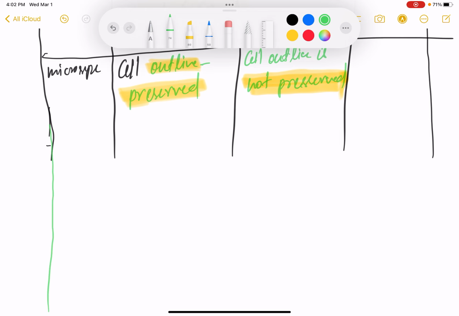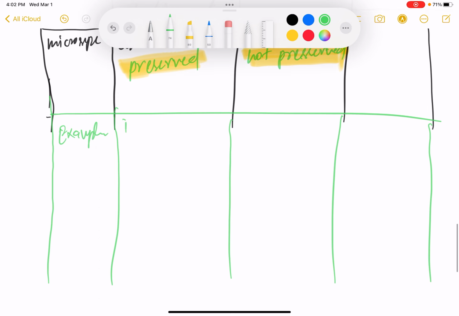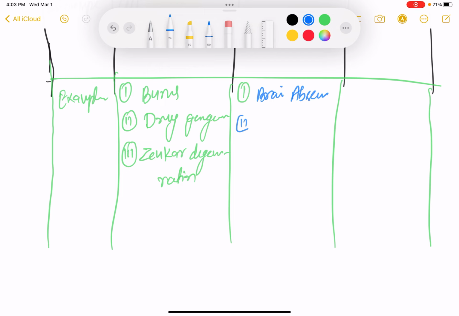Now some examples. In coagulative necrosis there are burns, dry gangrene, and also Zenker degeneration. An example of liquefactive necrosis is brain abscess and fungal infection. And an example of caseous necrosis is tuberculosis.